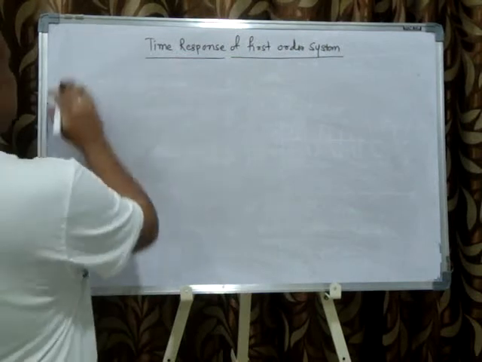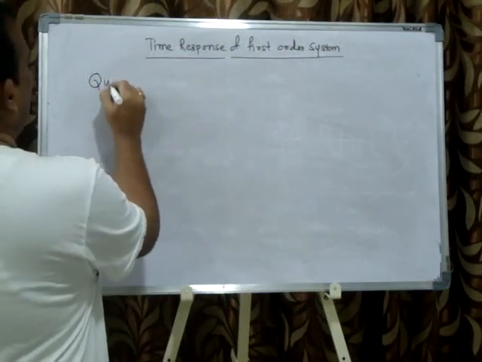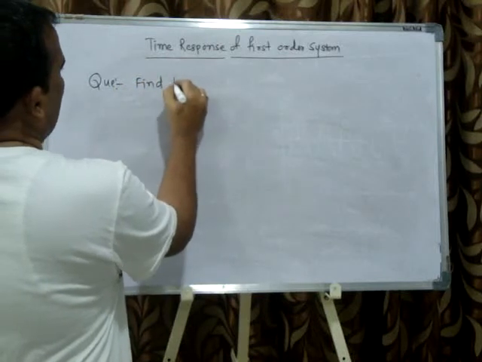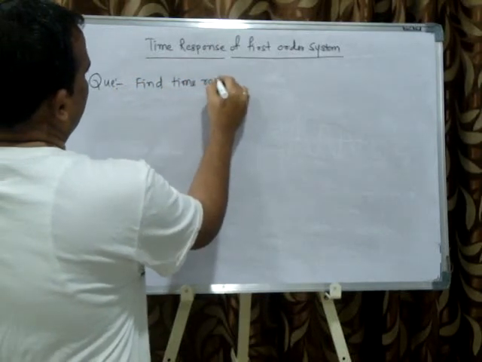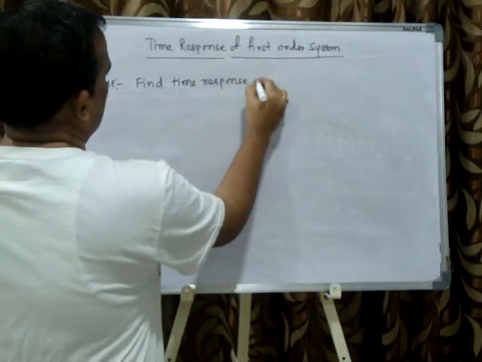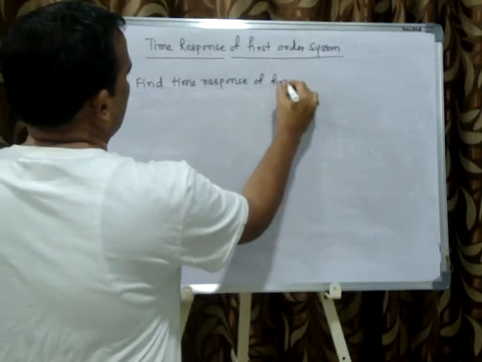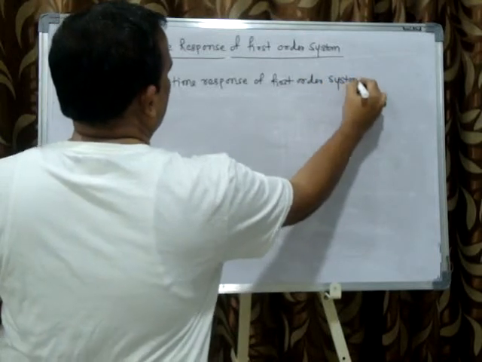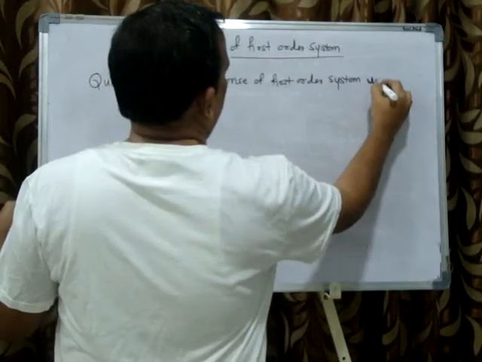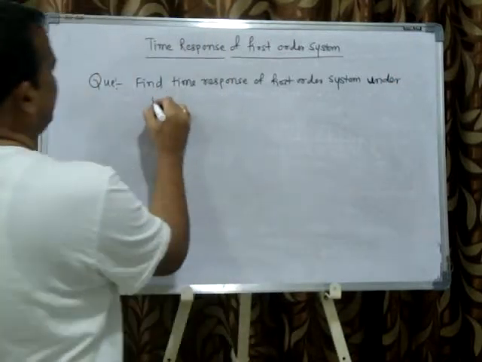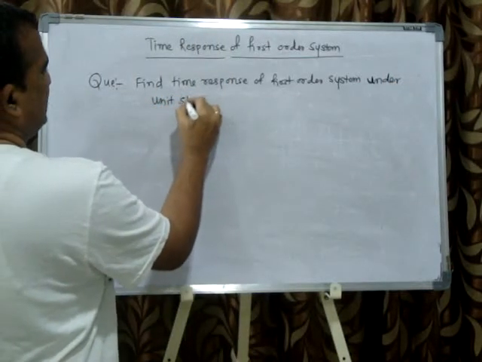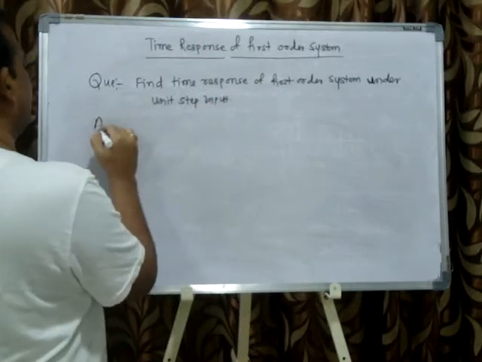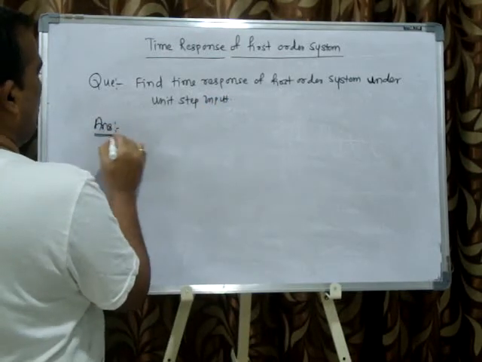The question is, find the time response of first order system under unit step input. Unit step. This is the question. So what are we supposed to find?